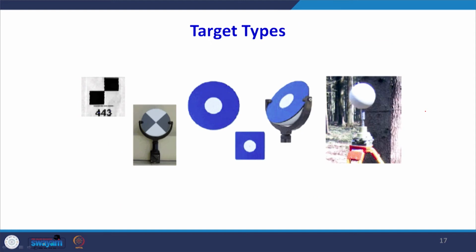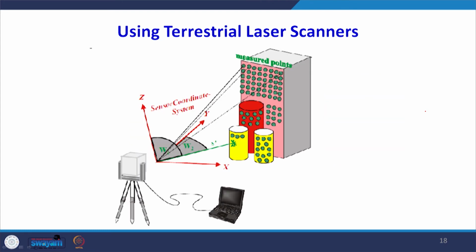Now, when we see a close up of the target types, there are different types available. Some reflecting type, some non-reflecting type are available in the market, and these targets are to be fixed when we have to minutely observe the object. Like we want to monitor the deformation in a dam. So we will put these targets on the dam face and regularly monitor the coordinates of these target points and come to know the deflection if it is taking place.